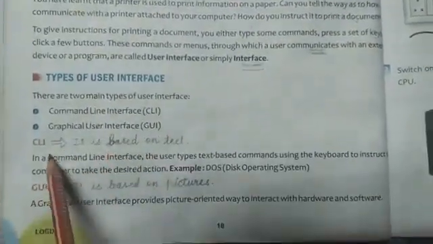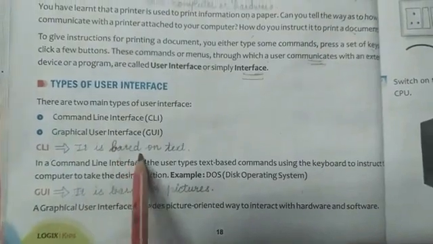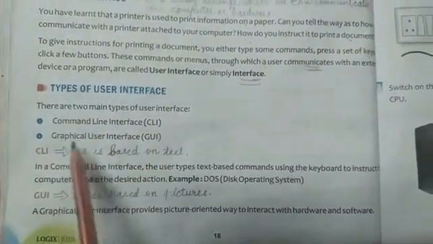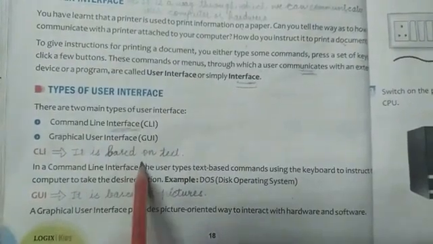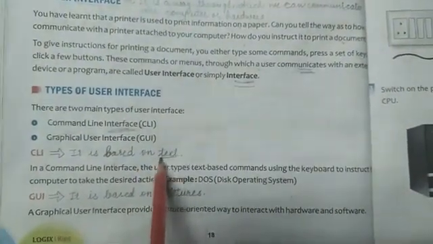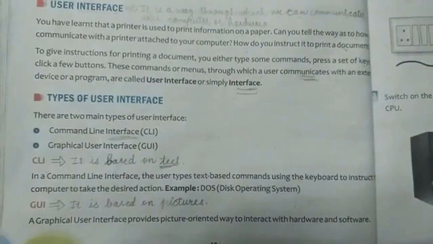The first one is CLI. It is based on text. In a command line interface, we give instructions to the computer in the form of text.